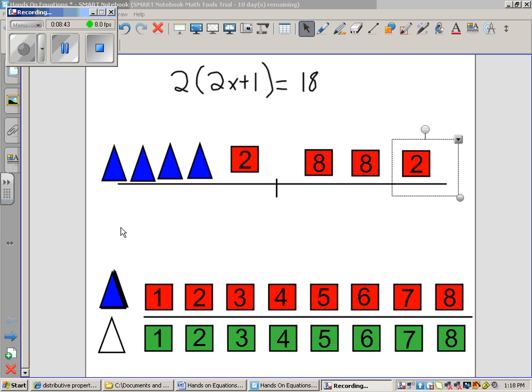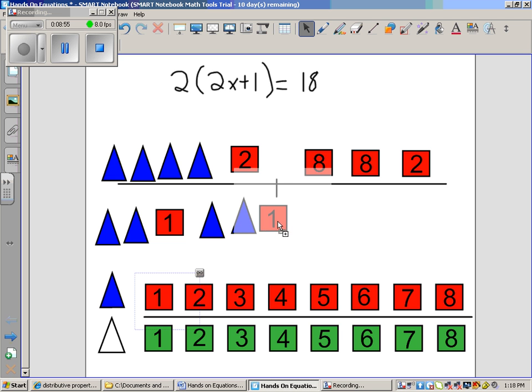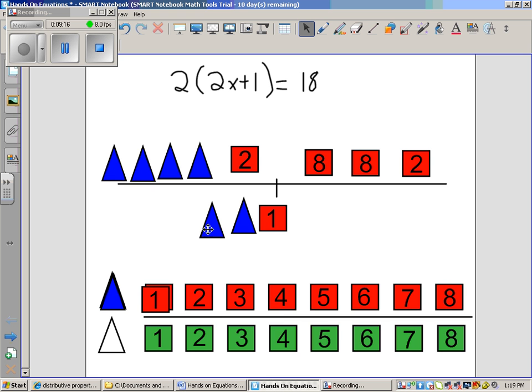Okay, does your scale look like mine? If you have this, 2x plus 1 and 2x plus 1, and then 18 on this side, isn't that the same thing as 4x plus 2? Absolutely. It doesn't matter how you distributed this number. It's the same value when you put it on the scale. So go ahead and solve for x.